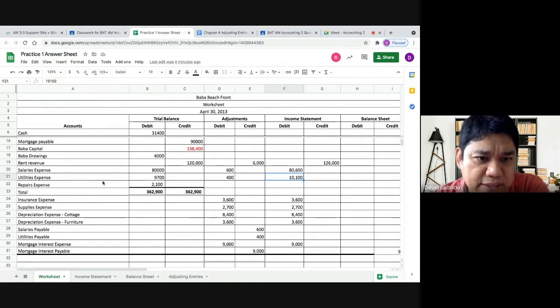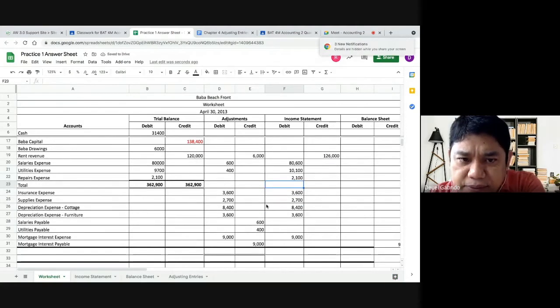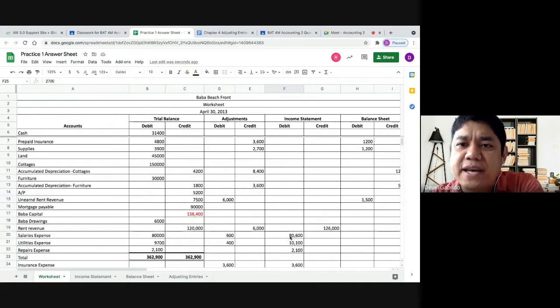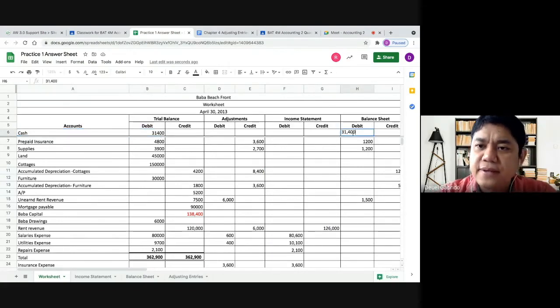Okay, repairs, it's not yet, so let's move 2,100 there. There is no adjustment for repair, just the same, 2,100, okay? And then let's go to insurance expense here. I think everything is fine now. Okay, but for the balance sheet, let's complete the numbers in your balance sheet. Okay, cash. How much is your cash? 31,400. I'll just move it there, okay? Transfer all the assets, liabilities, and equity. This one, land is 45,000, copy. Move it in the balance sheet, okay? All right. All the assets, guys, extend.